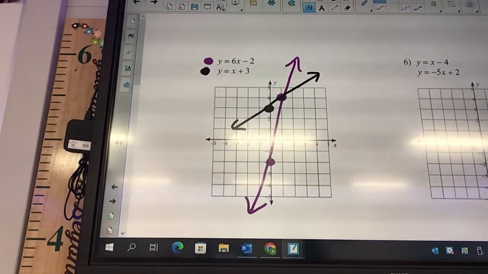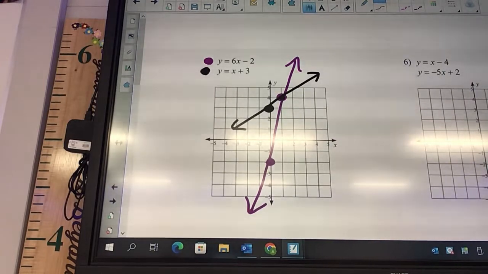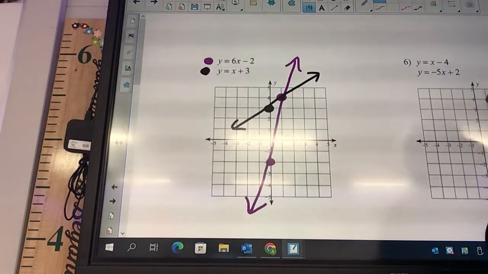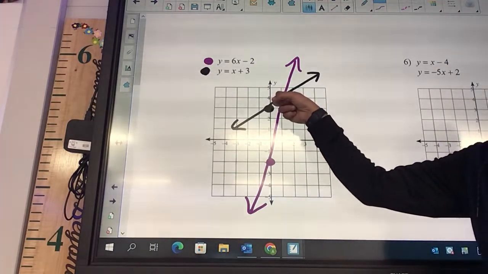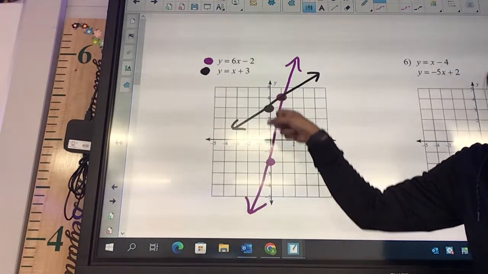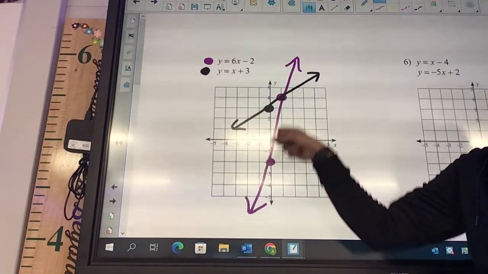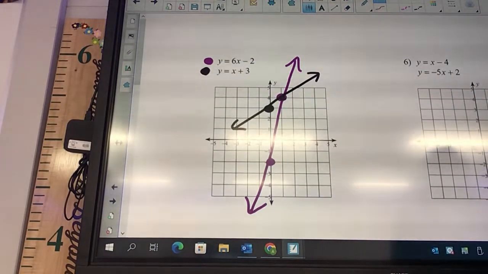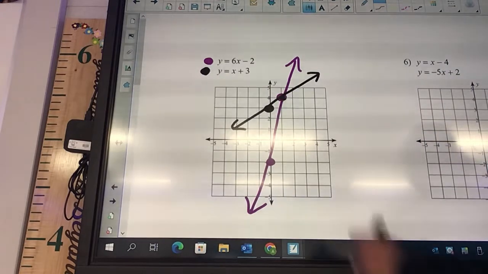Okay, take a second and I want you to just think in your head, come up with the answer in your head. What is that intersection point? Okay, so if you go to the intersection point, you're going to look down at the X, and that's the first part, and then same thing, look over at the Y. So what is that intersection point? 1, 4. Good.